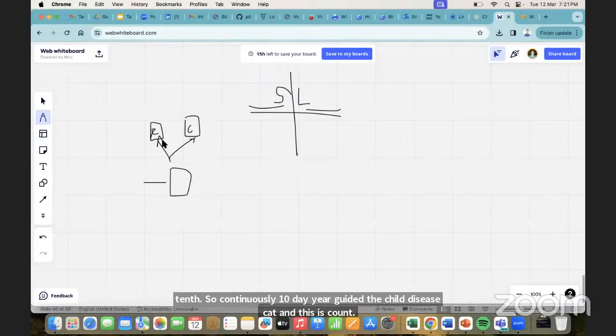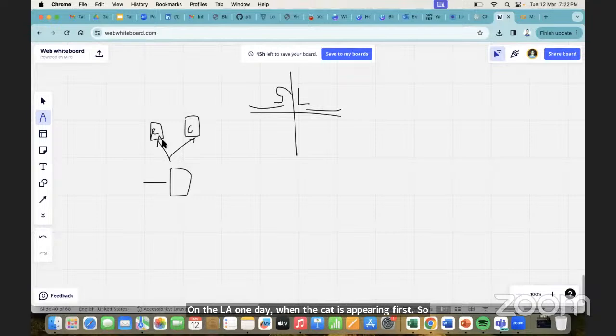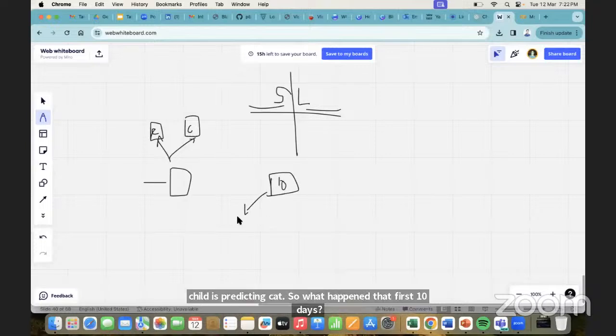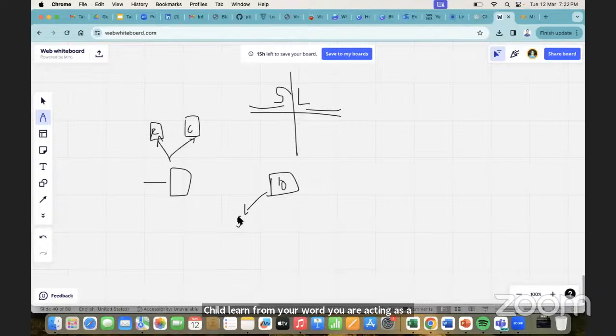On the 11th day, when the cat appears first, the child predicts cat. So what happened is that for the first 10 days, the child learned from your word. You were acting as a supervisor. On the 11th day, instead of you, the child predicted the answer that this is a cat. So this is a simple example of supervised learning. In supervised learning, someone will be there to teach you.